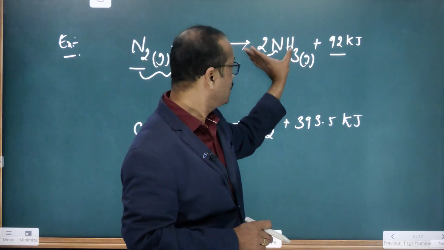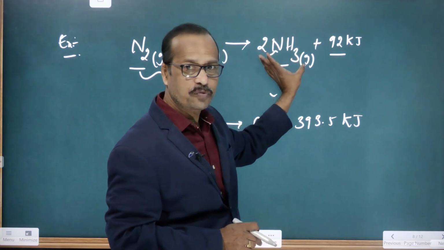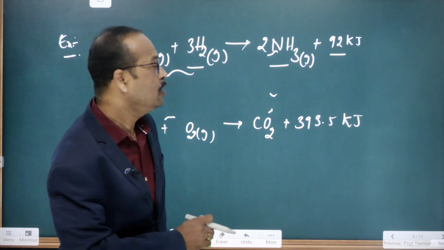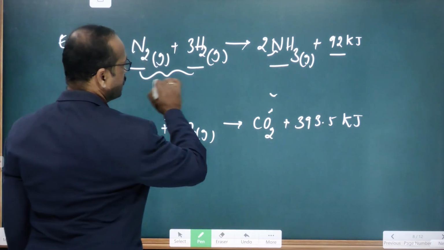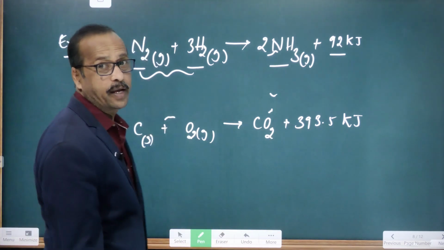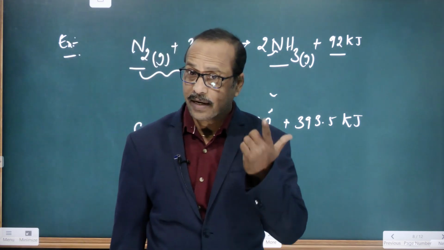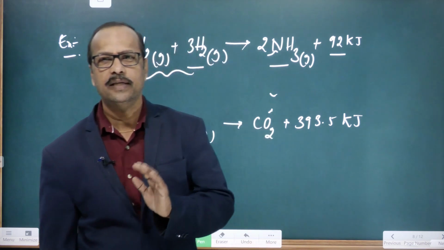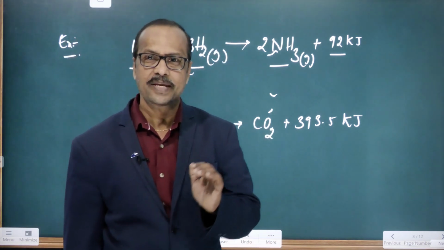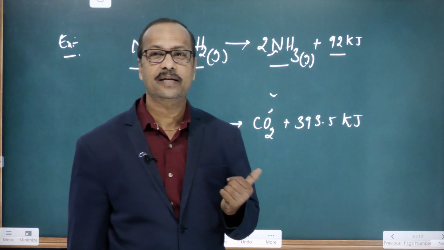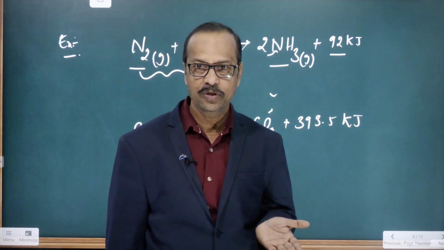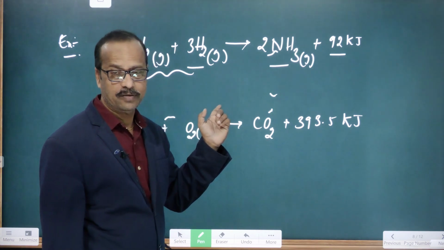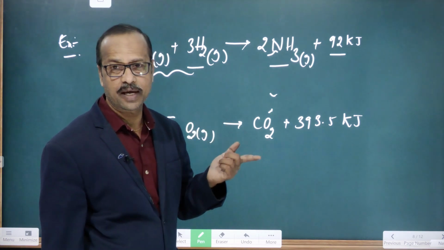So then what happens? Here the heat content of ammonia, if you check, will be less. So the meaning is what? Here the heat content of the reactants is greater than the product. Or we can say that the heat content of the product is less than the heat content of the reactants. Clear to you? So which reaction is this? This is an exothermic reaction.